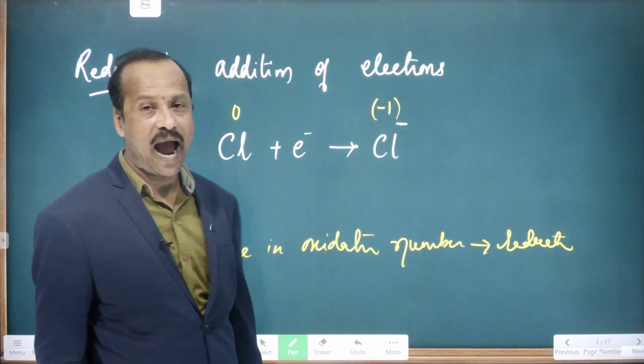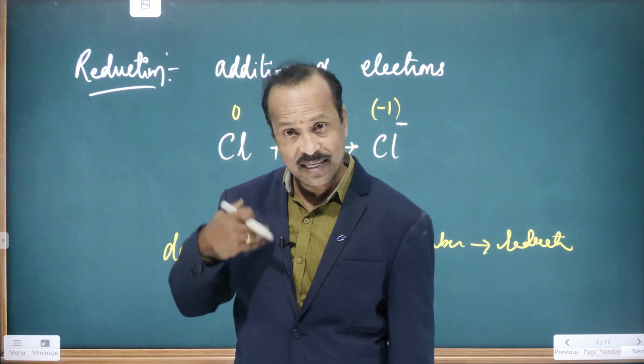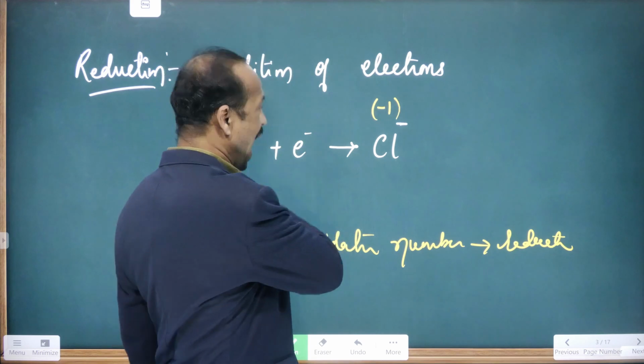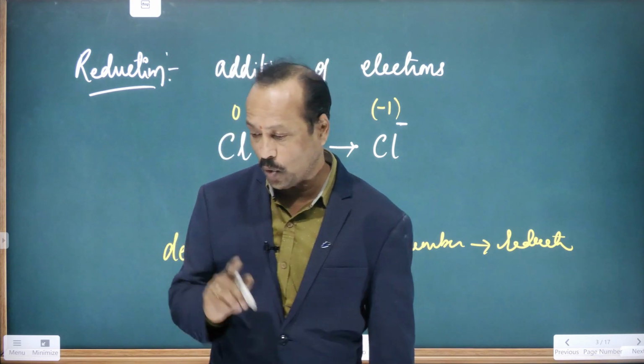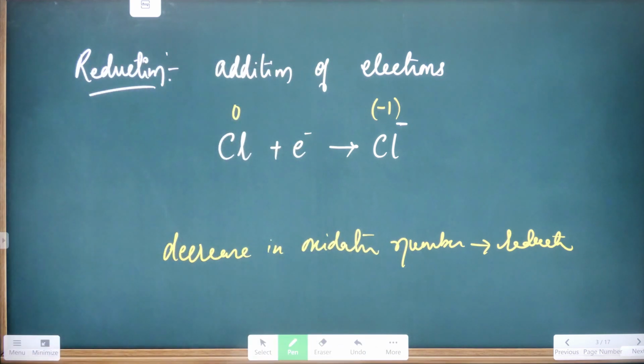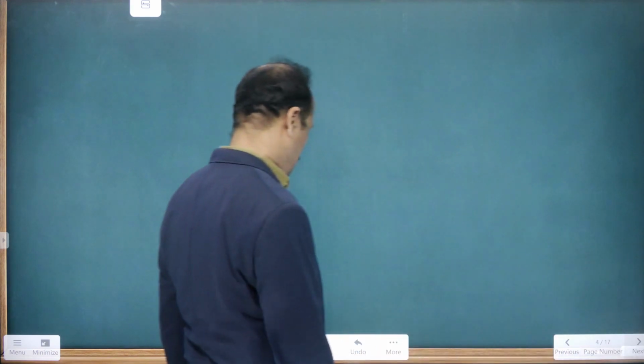So whenever an atom or ion gains an electron, when electrons are added, that process is called reduction. Take 1 minute to revise it. Students, understood? Now, let us go to the next topic.